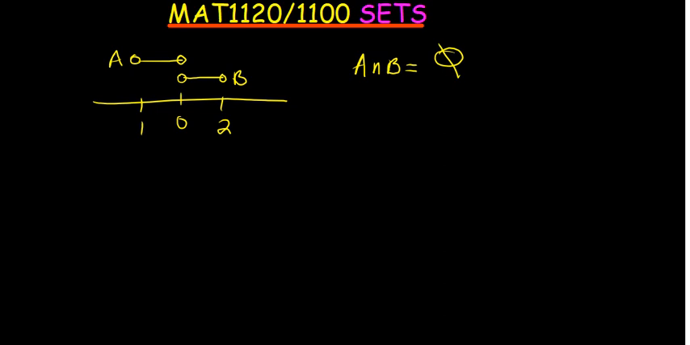But if we had shaded this point, still the intersection would be an empty set. But if both were shaded, then the intersection would have been 0. It is an element. It is only 1. That's why I'm putting it like that.